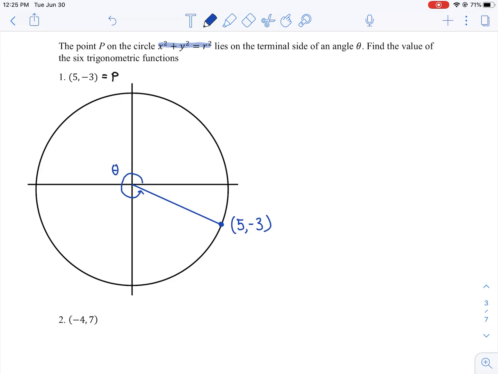So how do we find the value of the 6 trigonometric functions of theta? Well, the first thing we're going to want to do is find the radius of this circle. To do that, we're going to use x squared plus y squared is equal to r squared. So 5 squared plus (-3) squared is equal to r squared. And I'm going to simplify that now.